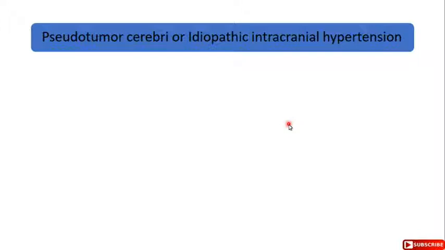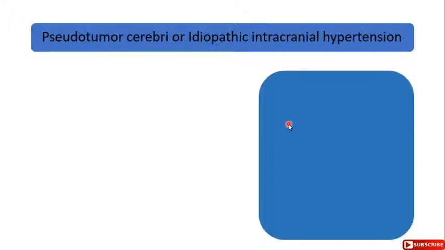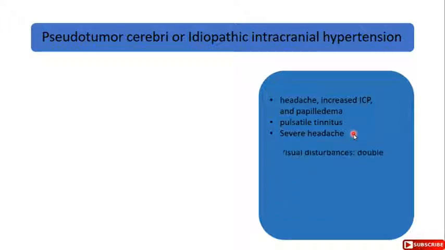And the last one is pseudotumor cerebri, also called idiopathic intracranial hypertension. I know it's a long name, but let's talk about that. So usually the patient will have, again, the headache. You will find increased intracranial pressure, and also you will find papilledema. Also, one of the main characteristics is this, the pulsatile tinnitus. It's a really severe headache. It's painful. Like we remember in the cluster headache, it's also a very severe headache.